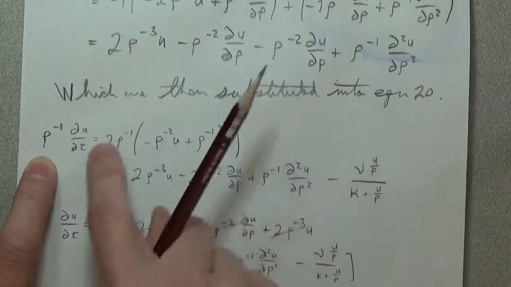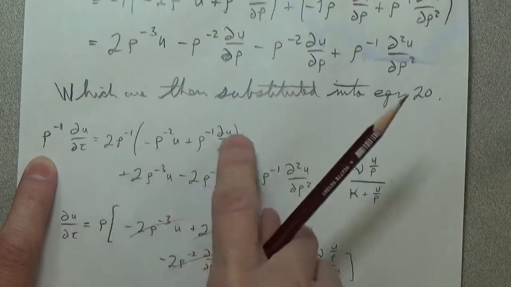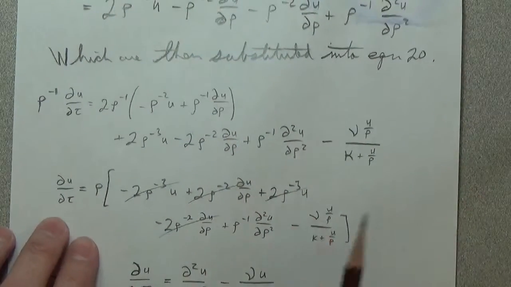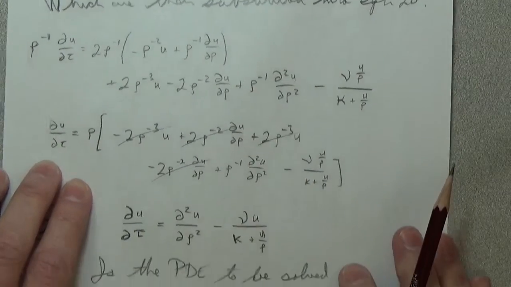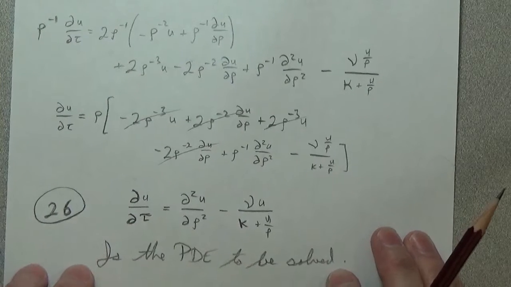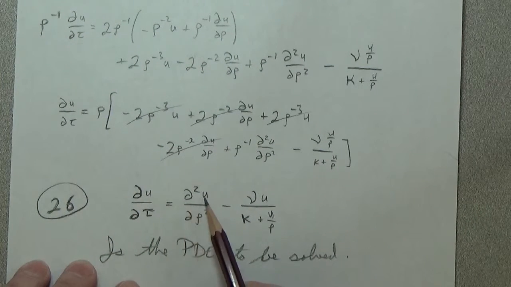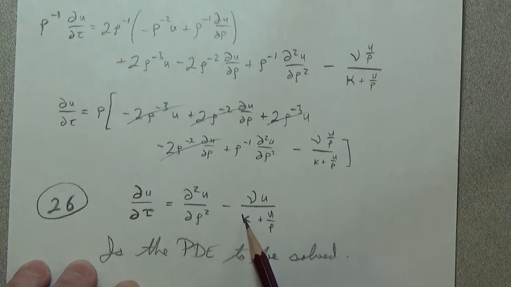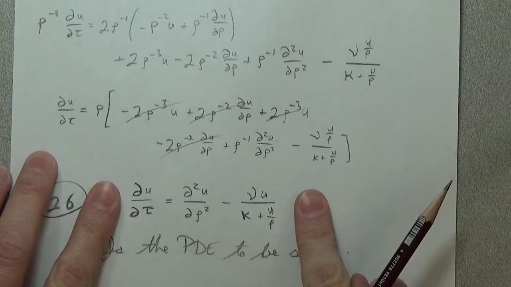And that's the expression. Good news is, if you start multiplying this out, you get all this cancellation. And as a result, and you should step through that to make sure you believe what I'm saying, you wind up with du by d tau is equal to d squared u by d rho squared minus nu u over kappa plus u over rho. And this is the PDE we want to solve.